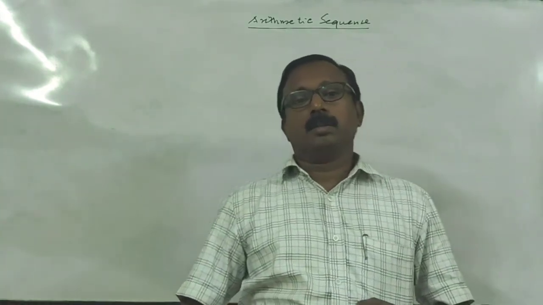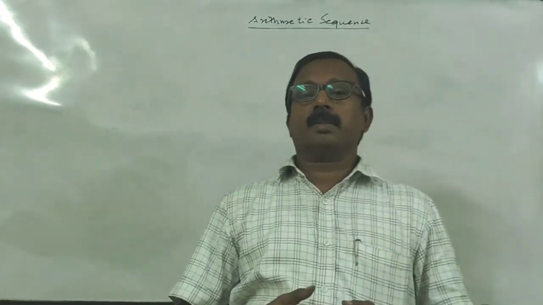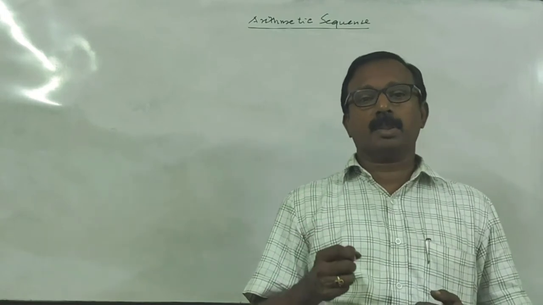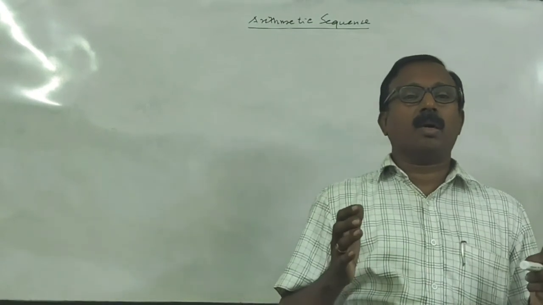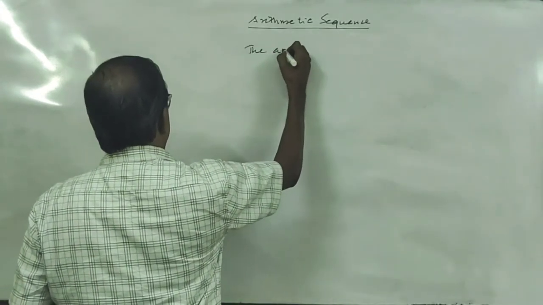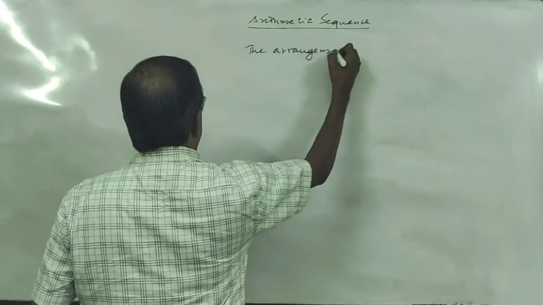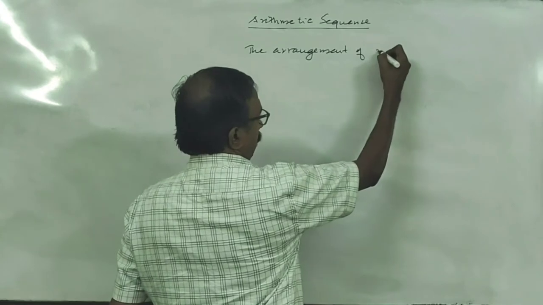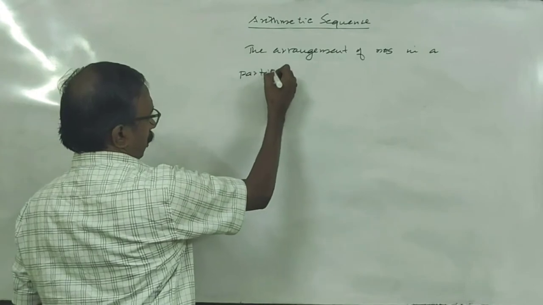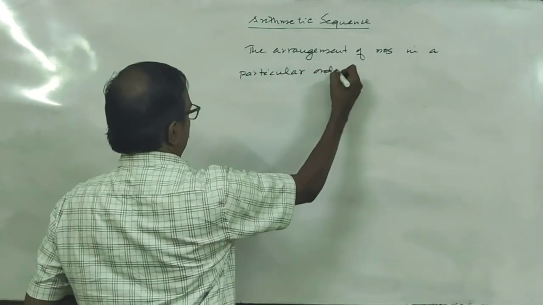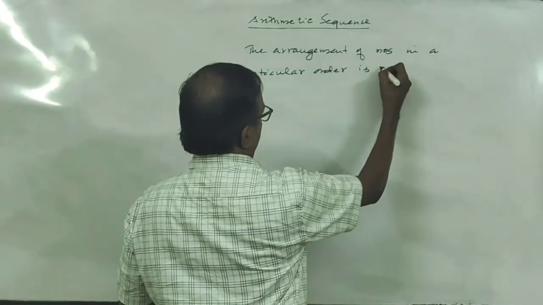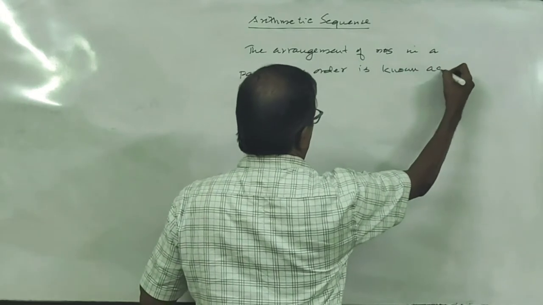What do you mean by sequence? Sequence means an arrangement of numbers in a particular order, isn't it? The arrangement of numbers in a particular order is known as a sequence.